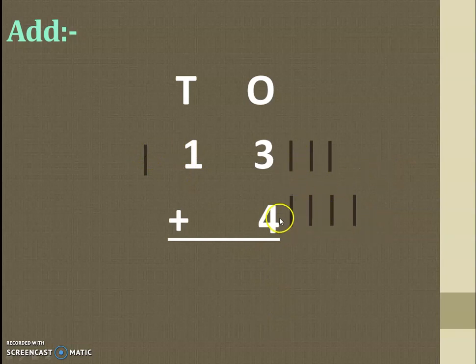After 3, 4, 5, 6, 7. Yes, 1 here, this 1 is there. So, I am bringing this 1 down. That's all. Very easy. The same number. Here only we are going to count the sticks and put the answer. Here the 1 comes down as it is because here no number is there. Okay, very easy.